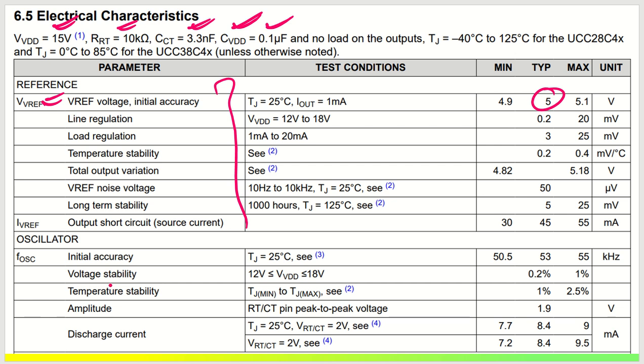What we are interested in is output short circuit current. It can go up to 45 milliamperes. You can see the initial frequency is going to be 53 kilohertz. So for CT of 3.3 nanofarad and 10 kilo ohm of RT, you are going to set your oscillator frequency to 53 kilohertz. If you are working with a 53 kilohertz system, you can directly use this RT and CT resistor and capacitor.